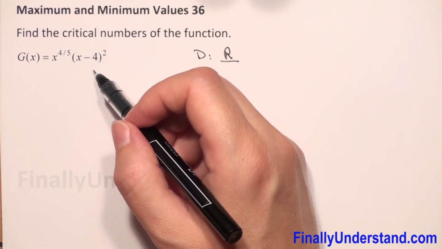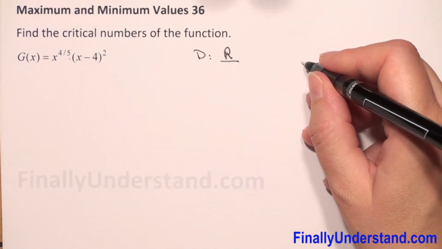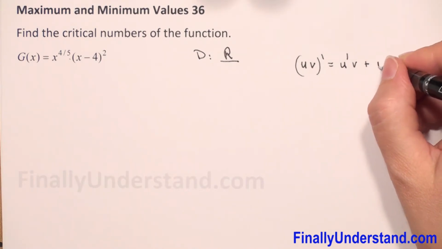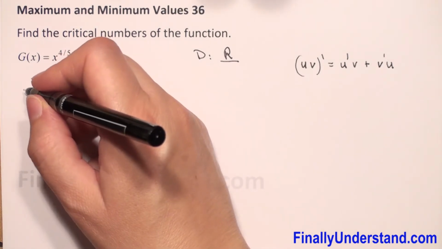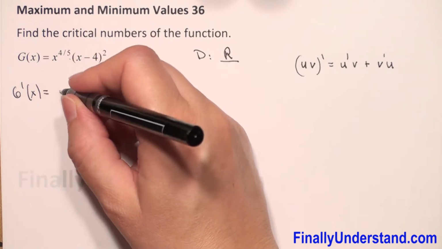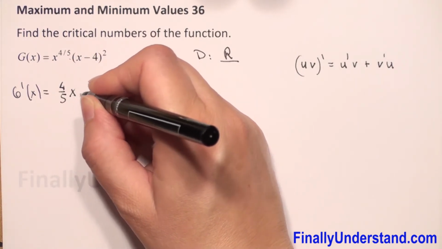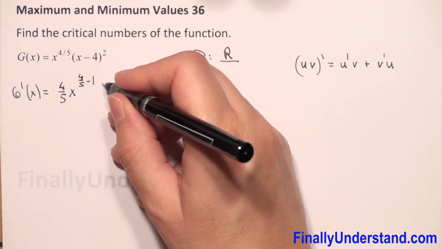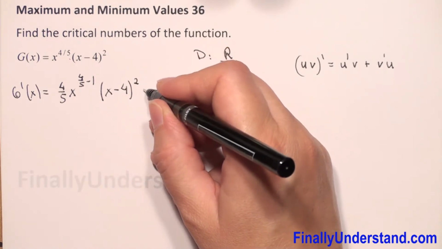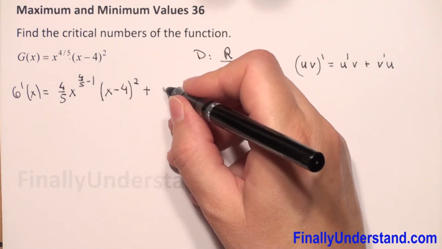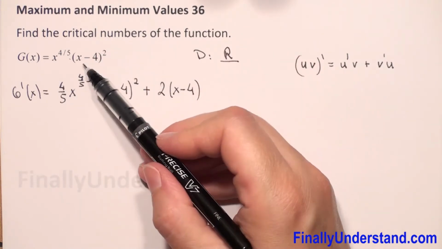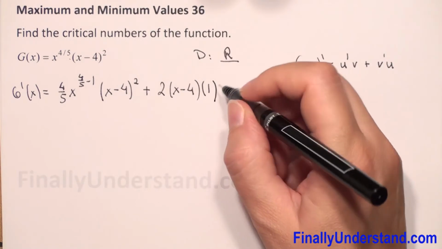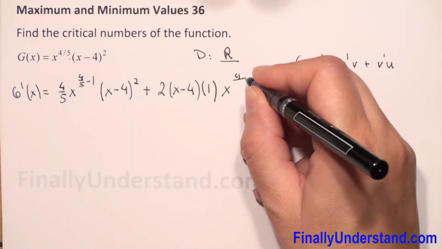Now we have to find the derivative. We have multiplication, so the derivative of a product: u times v has the derivative, derivative of u times v plus derivative of v times u. So let's apply this rule. We have g prime of x equal to, we just copy the power, 4 over 5 times x to the power 4 over 5 minus 1, times the second expression, x minus 4 to the second power, plus the derivative of the second expression, which is 2 times x minus 4, and the derivative inside the parentheses, the derivative of x is 1 and the derivative of 4 is 0, so I don't have to write it, times x to the power 4 over 5.